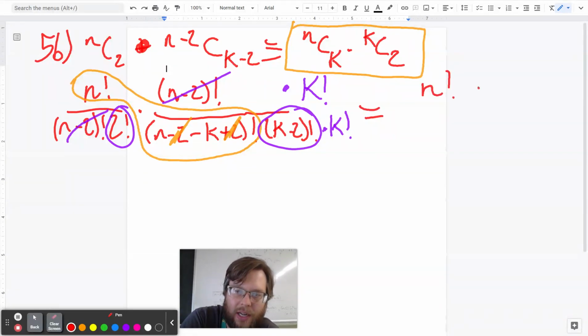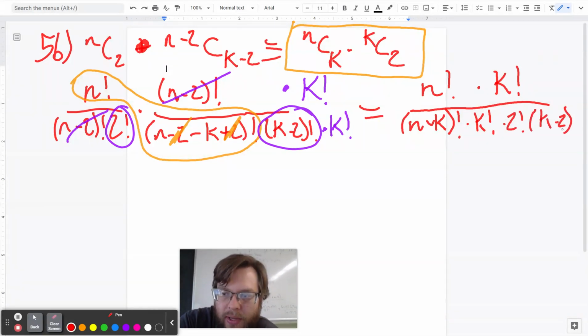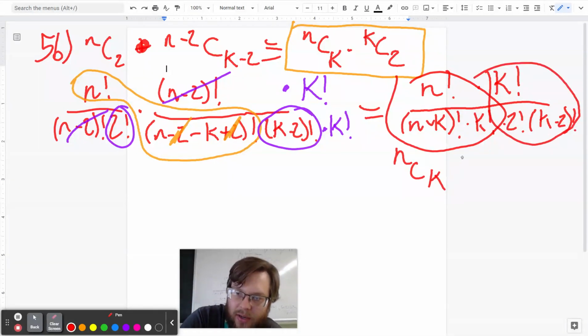On the top, we have n factorial and k factorial looking good. On the bottom, we have an n minus k factorial and a k factorial. So that's borrowing the purple k from the right side. And then we have a 2 factorial and a k minus 2 factorial. And would you look at that? The first chunk here is n choose k, and the second chunk here is k choose 2.